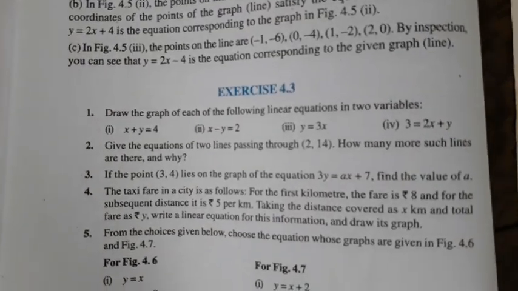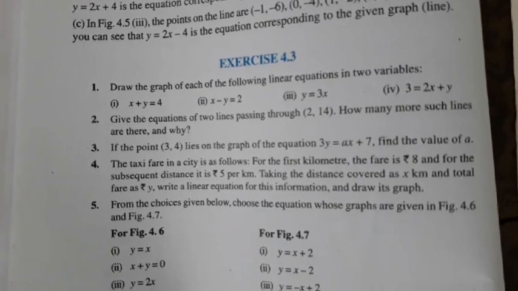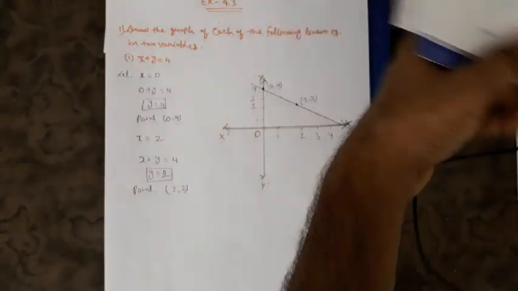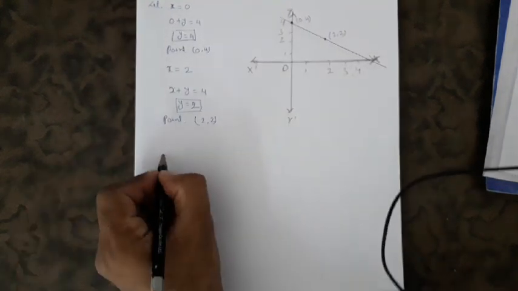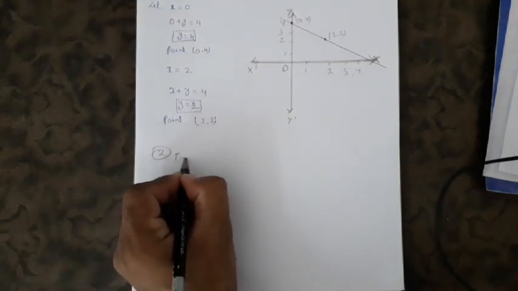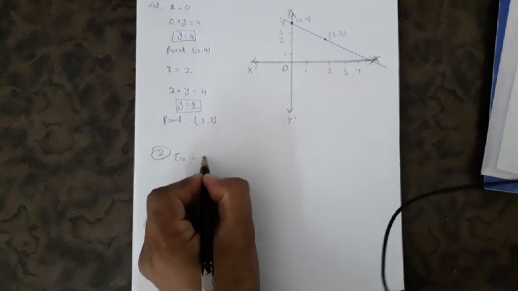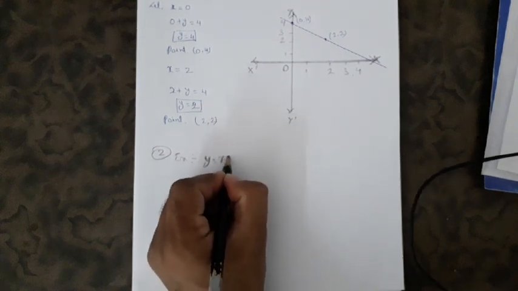It means you have to tell an equation whose solution will be (2, 14). So suppose we can take an example, I am writing directly. The second example I am taking, suppose we can take y equals 7x.